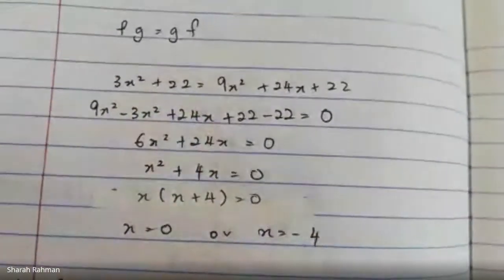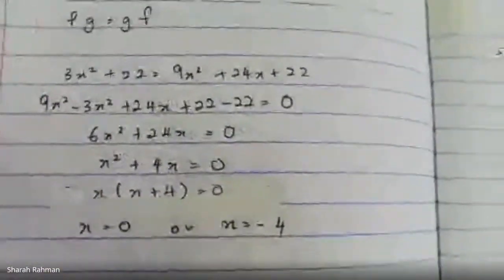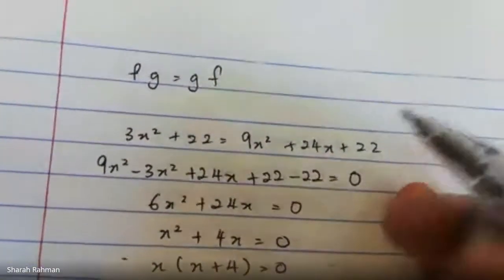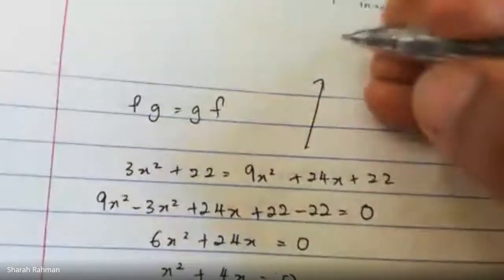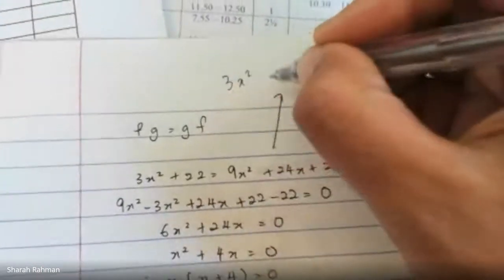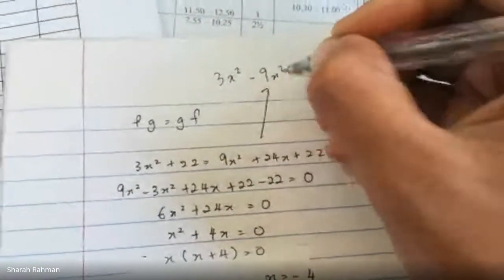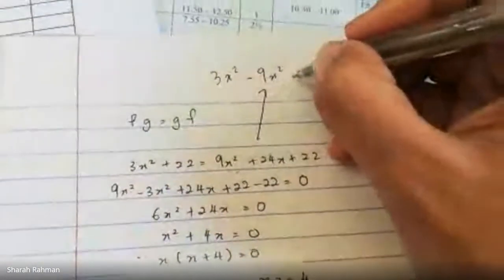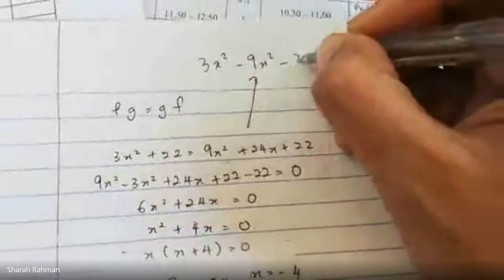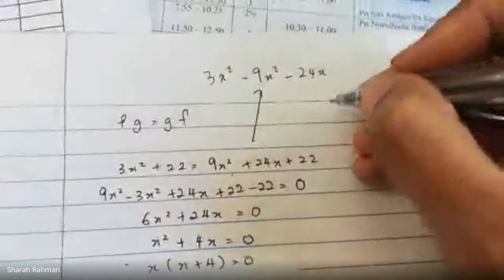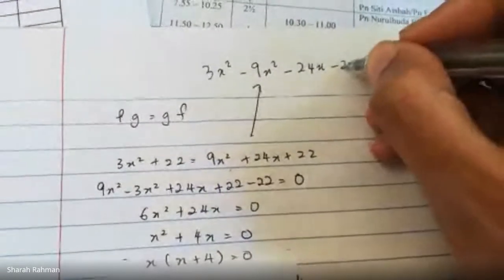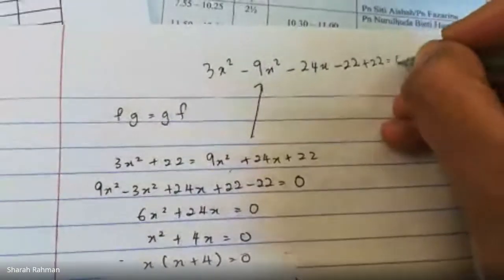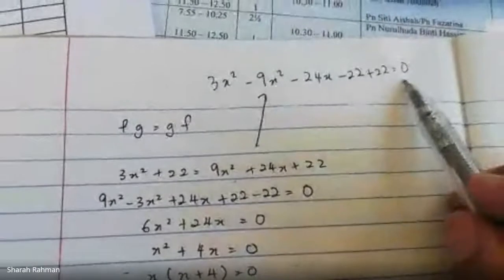Okay, saya ubah yang ni ke sini. Okay, tak apalah. Yang mana-mana pun sama. So we will do all to the left side. Kalau left side, 3x squared minus 9x squared, because this one positive, bring here become negative. And then this 24 become minus 24x. And this 22 become negative 22. Here positive, still positive because still in the same side. So then the right side will become 0.